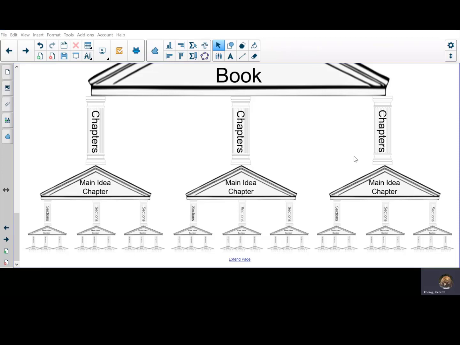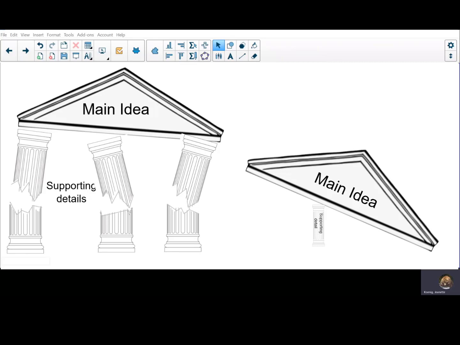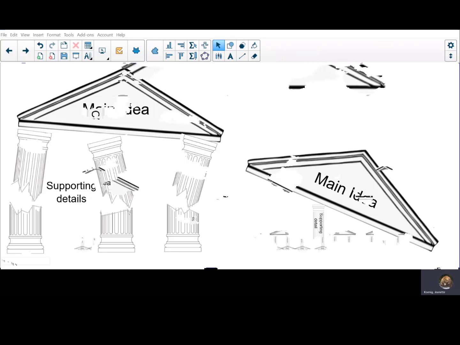It may be poorly supported. The better the supports, the more likely you can believe the main idea. If the supports have a lot of cracks in them, they're not going to hold up the main idea very well, and it could end up crashing down.